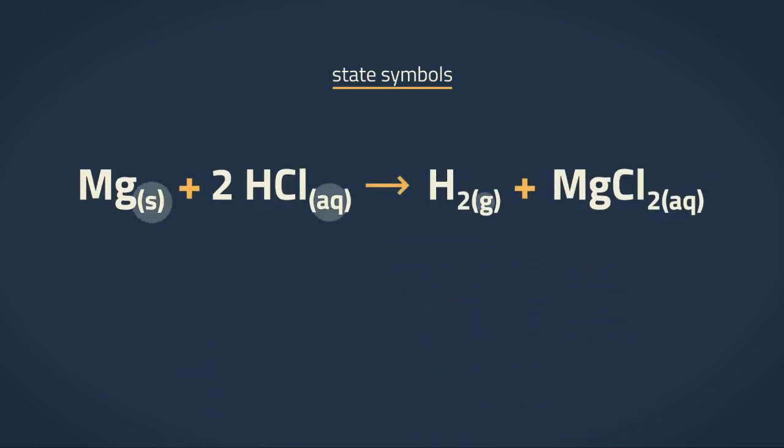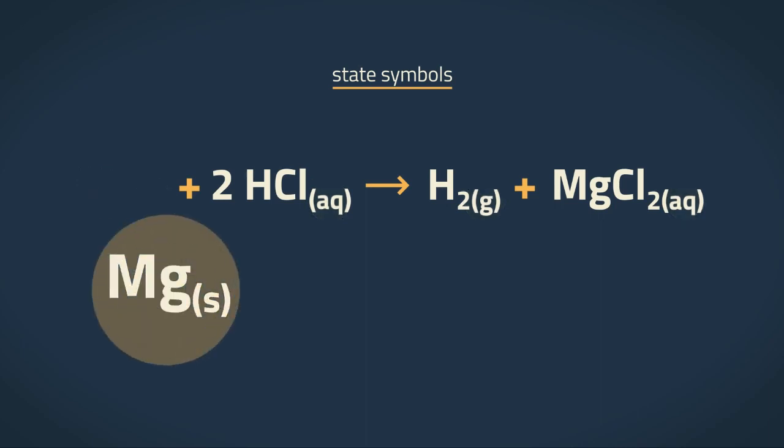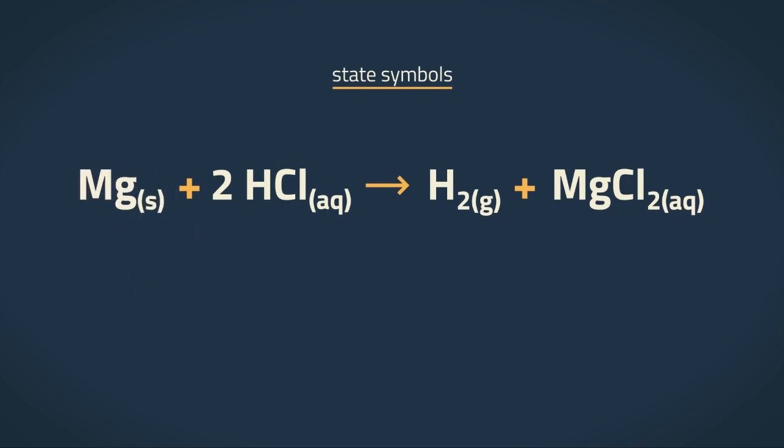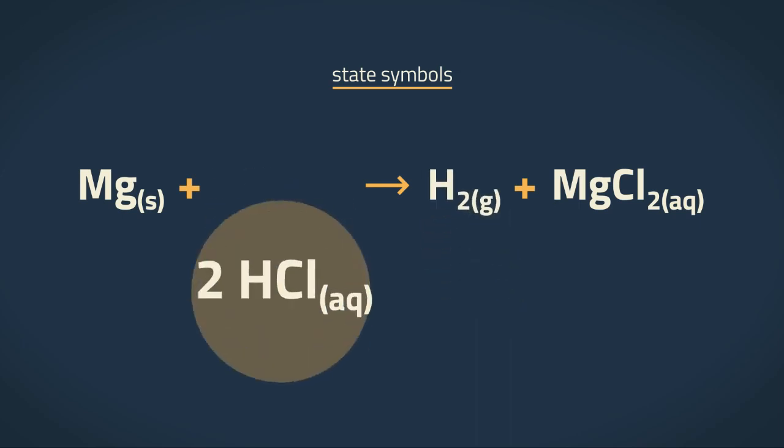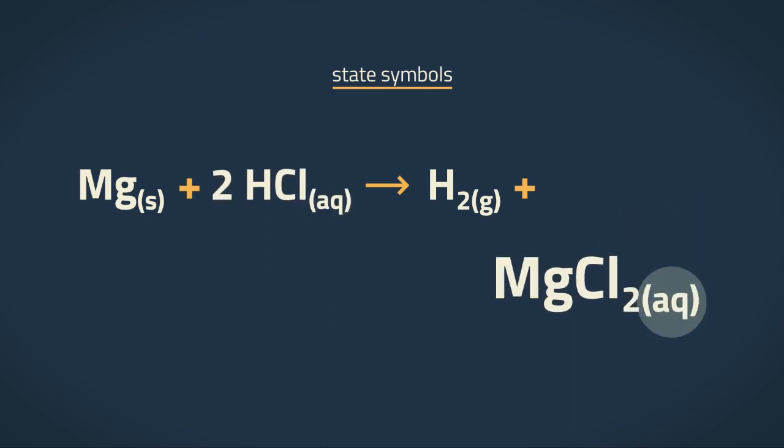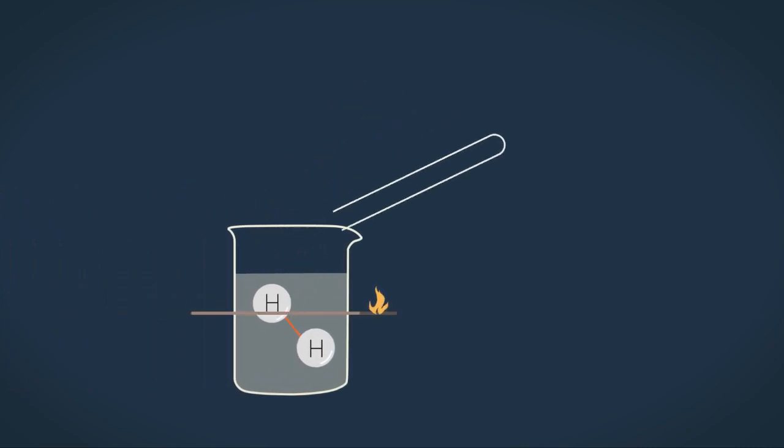This is written after each reactant or product in brackets and in subscript, meaning a bit lower than the actual text. As magnesium metal is solid, we represent this state with lowercase s in brackets, in subscript right after the symbol. Hydrogen gas has a state symbol g because it is a gas. Note that hydrochloric acid is in fact hydrogen chloride dissolved in water, so it has a state symbol aq, much like dissolved magnesium chloride.